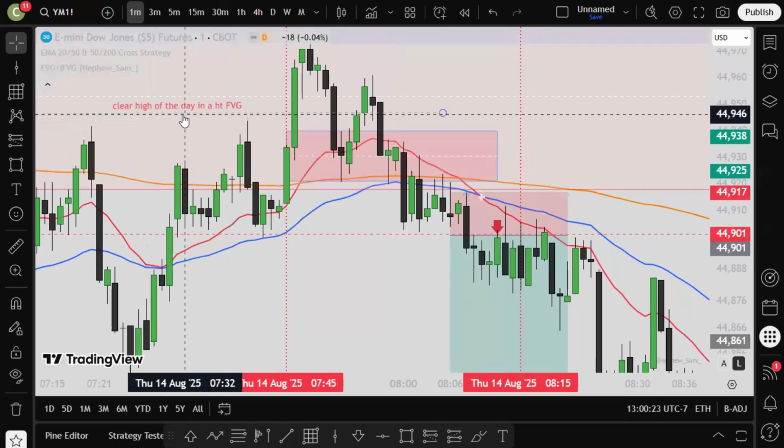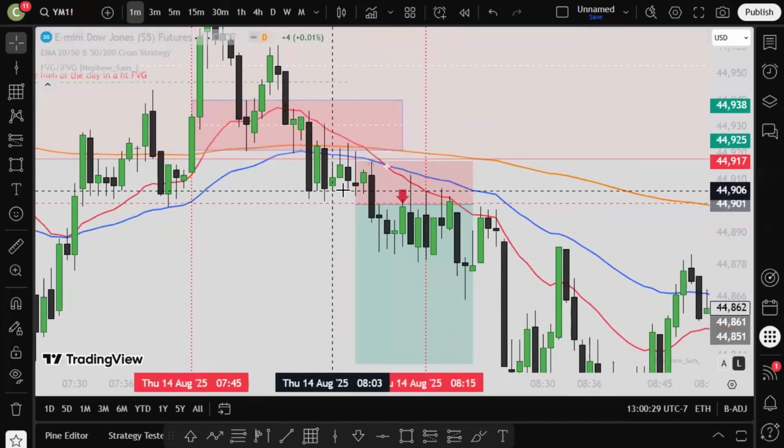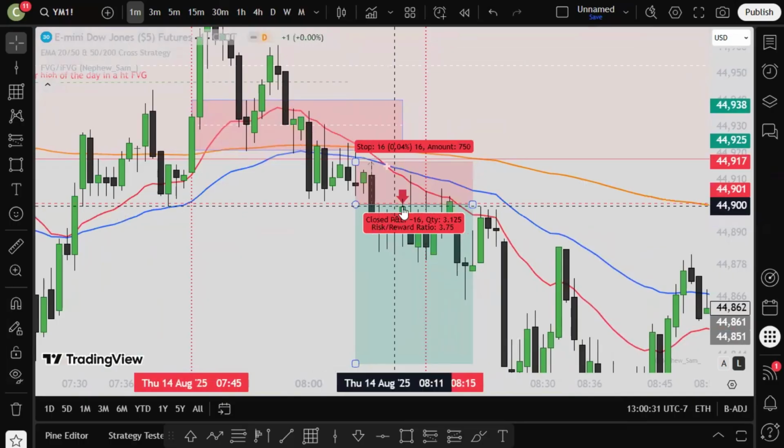We have our clear high of the day. We were in a high time frame fair value gap, bearish, market structure shift. Here's the macro here. Now here it displaces here, and that's your entry here.